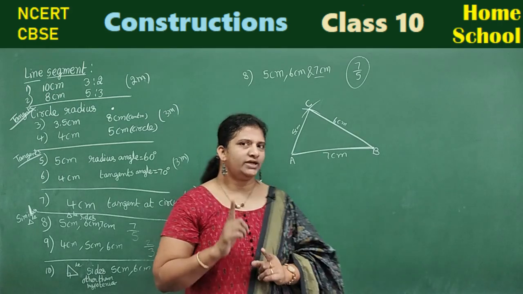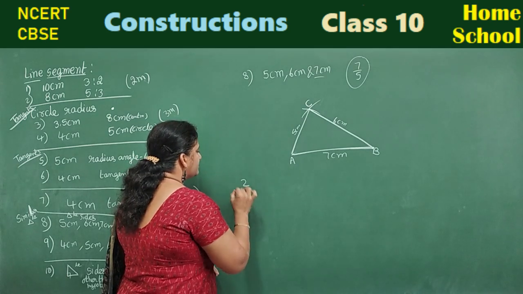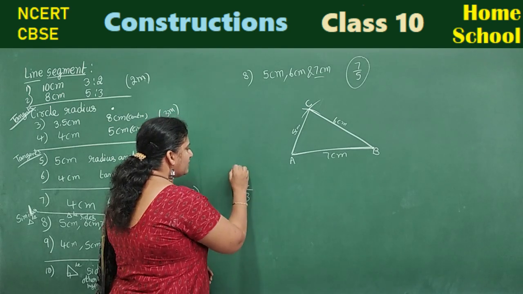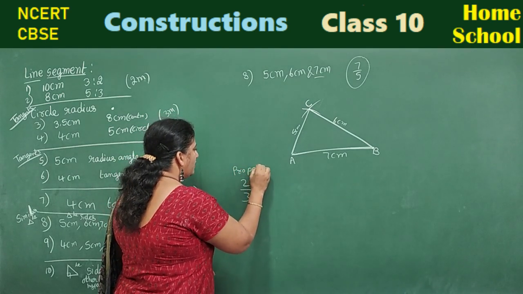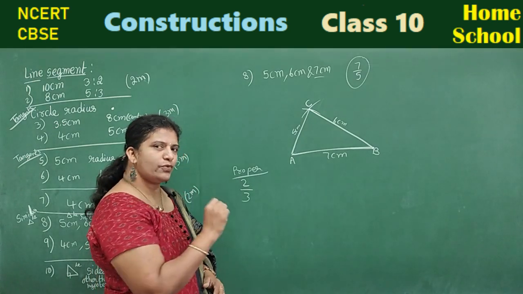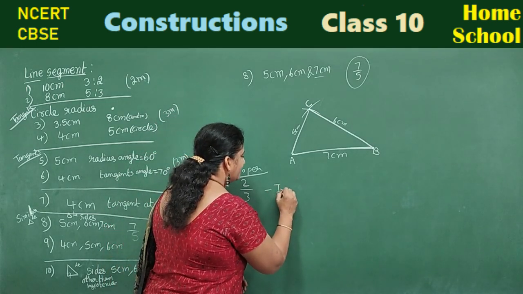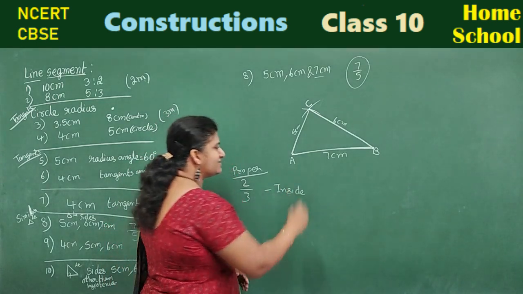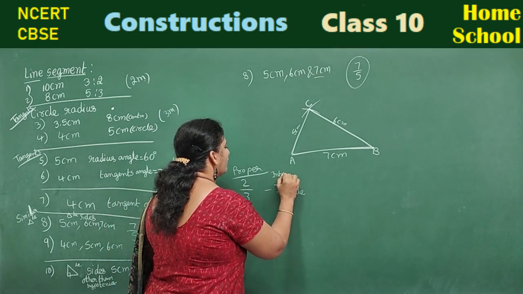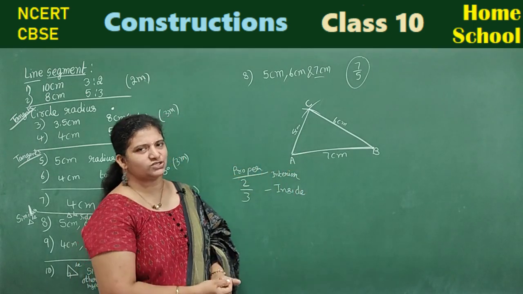So what is the point you need to understand here? If the fraction is proper. See here, suppose I take 2 by 3. 2 by 3 is which type of fraction? Proper fraction. If you properly come to school, where are you going to sit? Inside. Okay, inside. You just need to remember here, interior of the triangle or inside the triangle. You can remember, anything is okay.